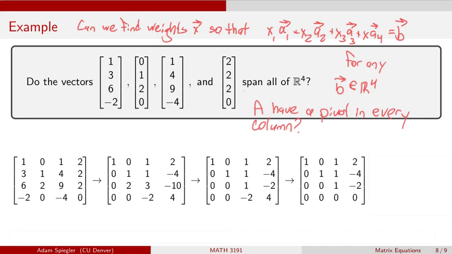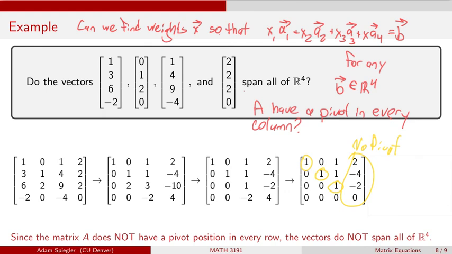So we have a pivot in the first column. We have a pivot in the second column. We have a pivot in the third column. We don't have any pivot in the fourth column. Since this matrix A, which consists of columns of each of the four vectors in our spanning set, has no pivot in the fourth column, we notice that there is a row of 0. So here we do have a row where there's no pivot. And that's going to tell us that not all vectors in R4 sit in the span of these four vectors.